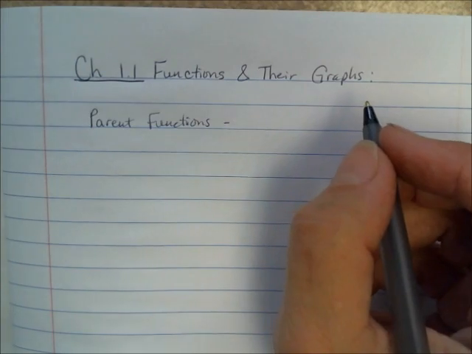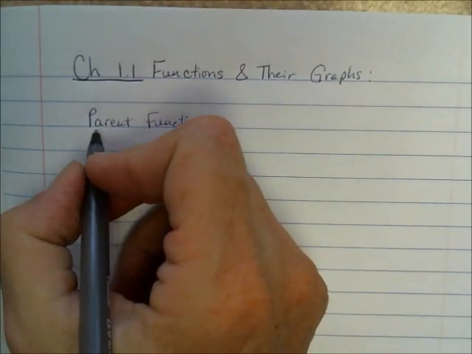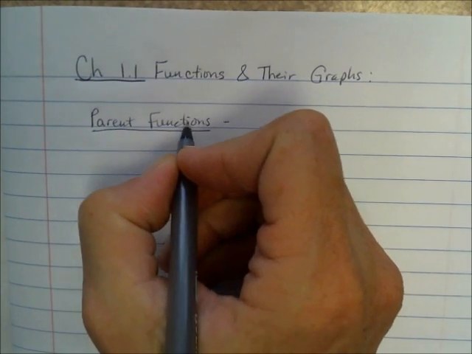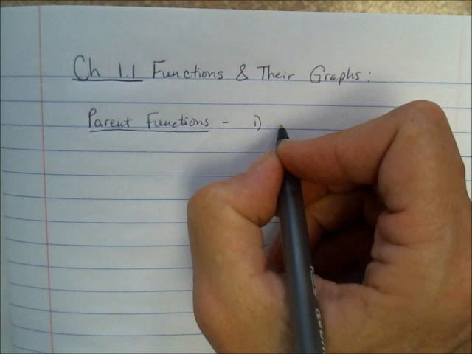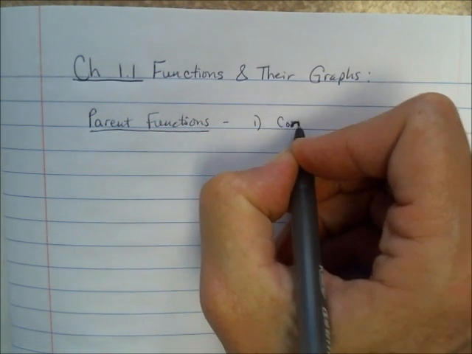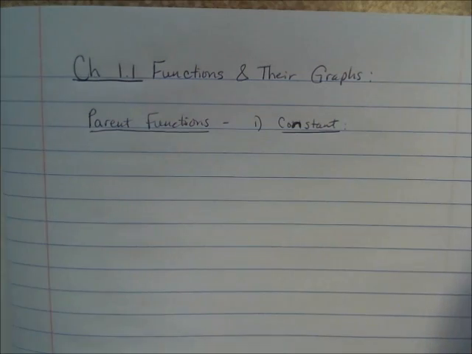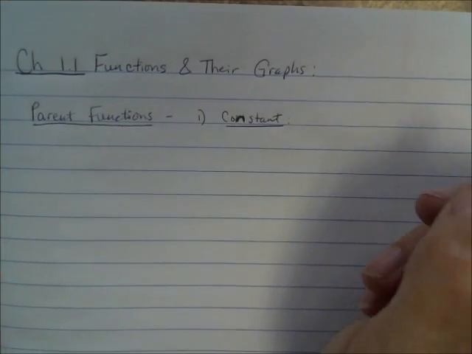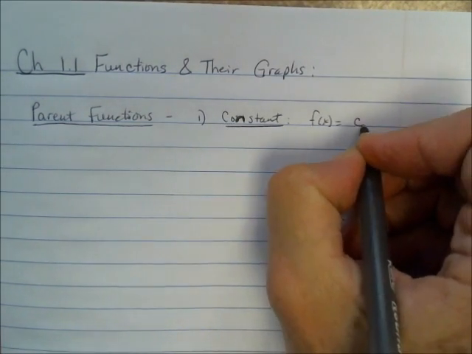First of all, there are a couple of them that we're going to cover today. There are many parent functions, but the first one that I'm going to cover is something called a constant function. A constant function is in the form of f of x is equal to c.